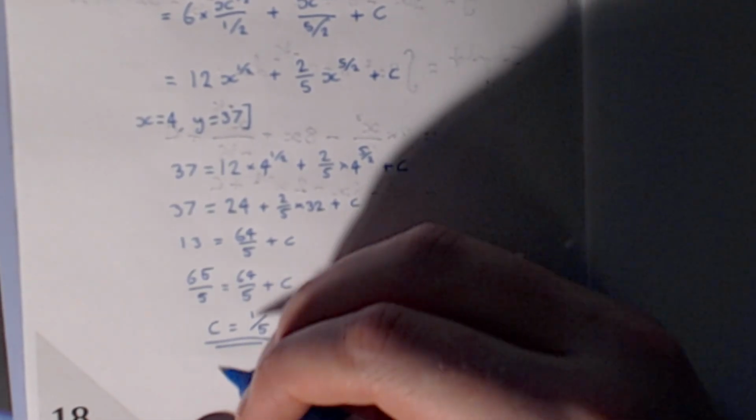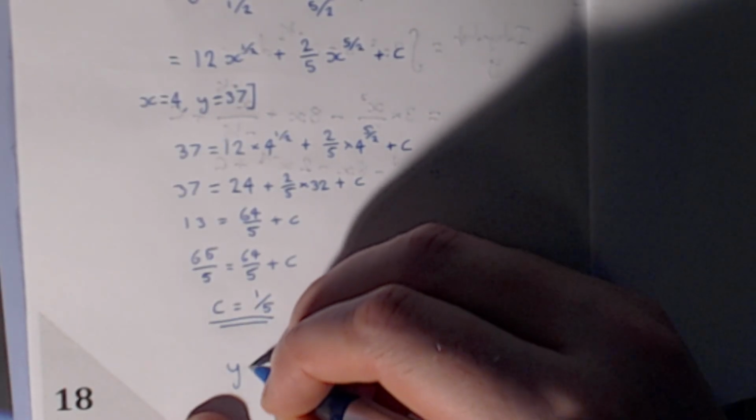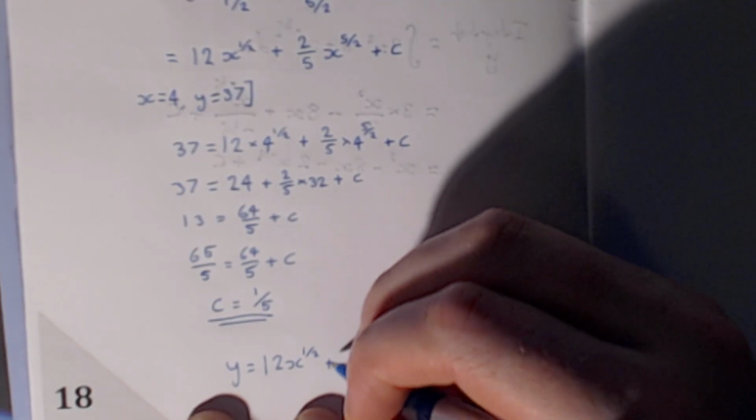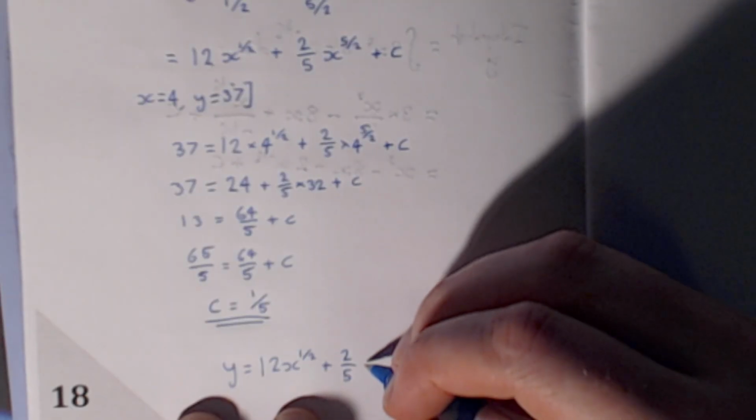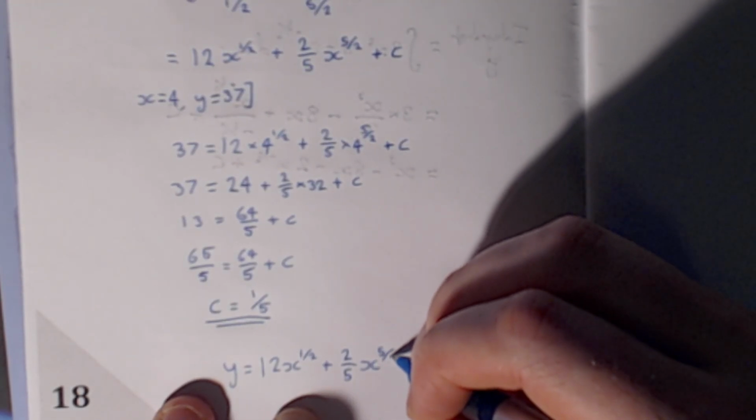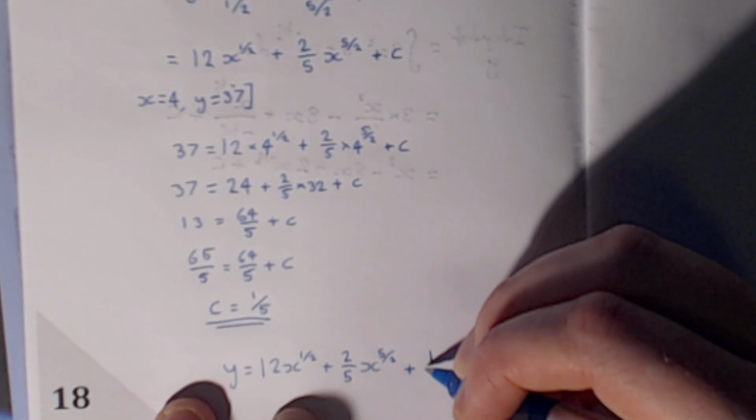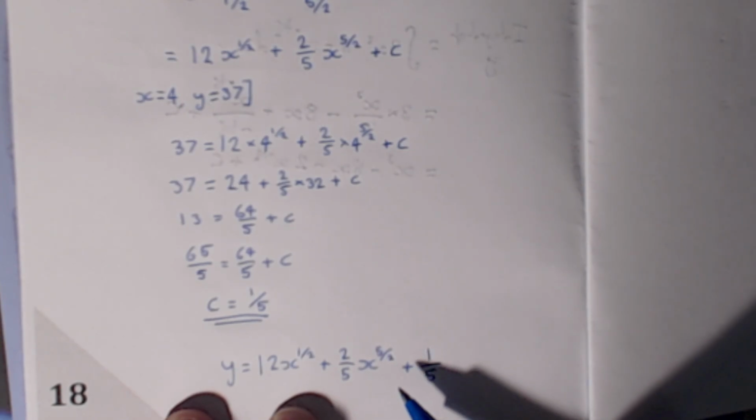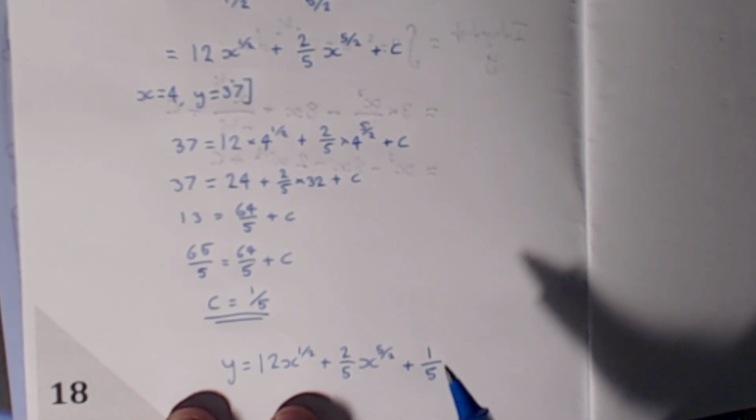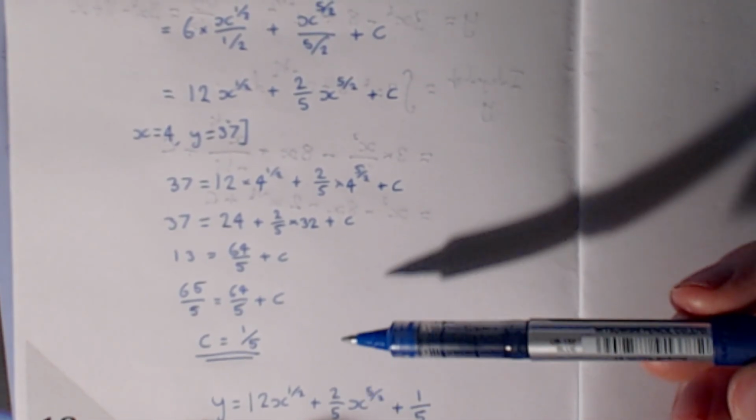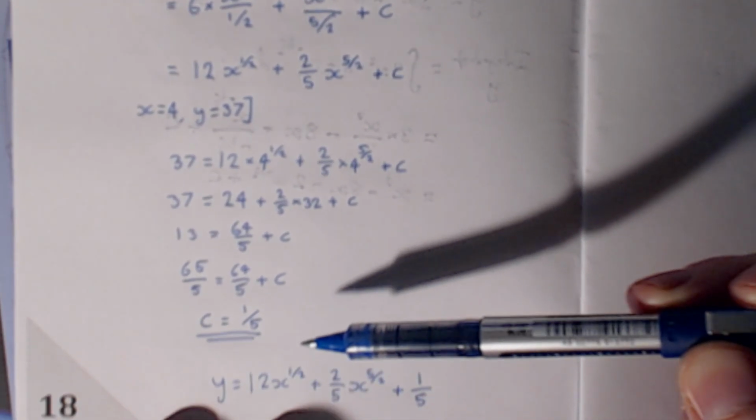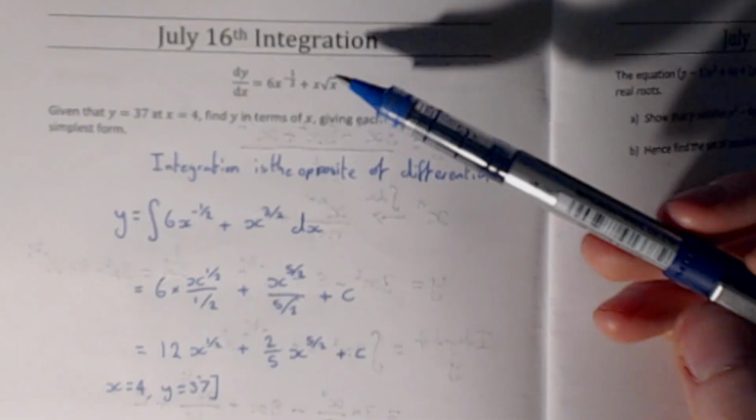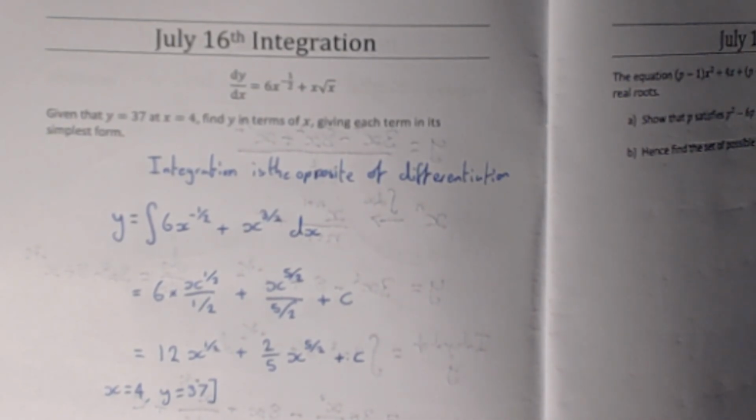So there's our final answer, that y is equal to 12 x to the half plus 2 over 5 x to the 5 over 2 plus 1 divided by 5. That was our original function, and if we just wanted to make sure that we got the right answer, we could take the derivative of this, see what we get, and if we get our original equation we had up here, then we know we've done it correctly.